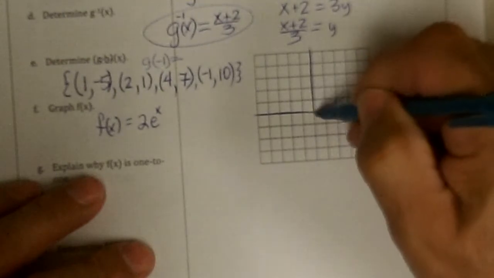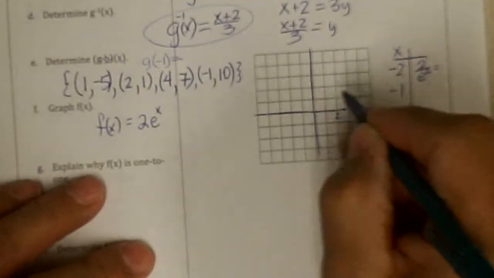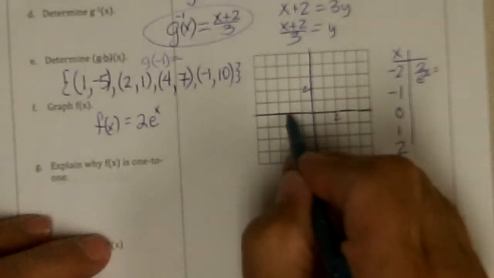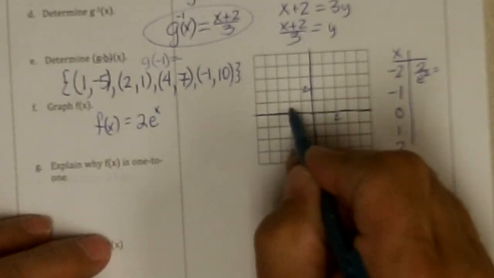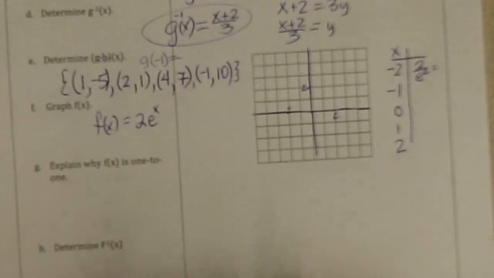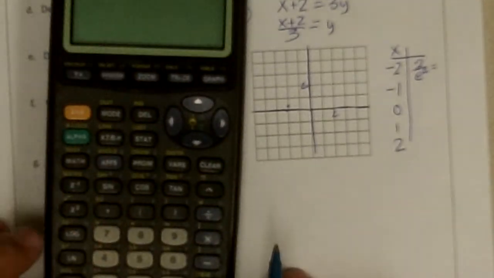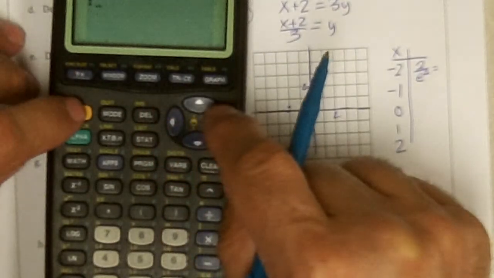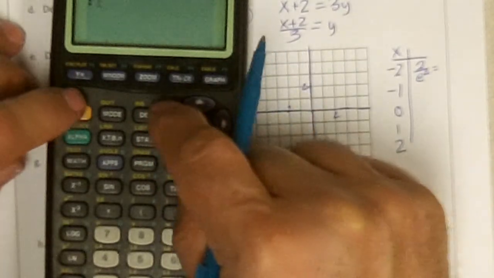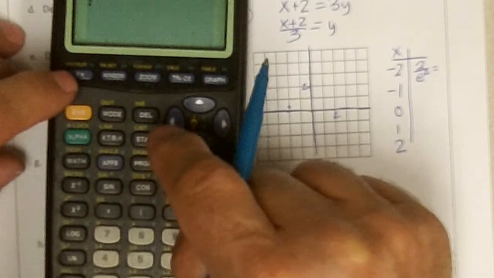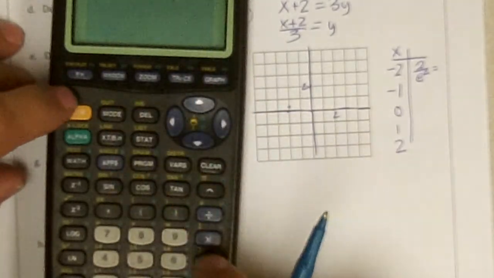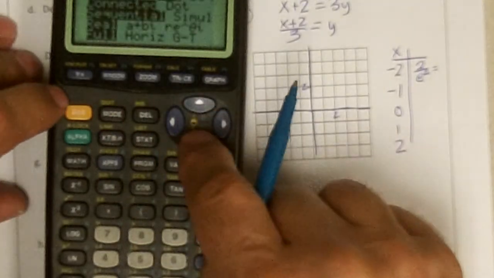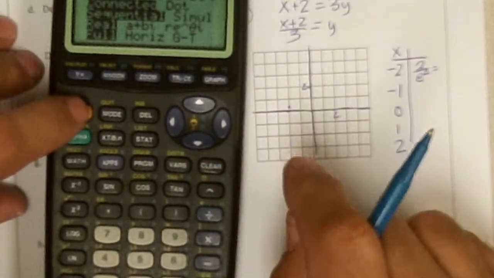So, if I make these 1, 2, 3, 4, 1, 2, 3, 4, I've got to go to minus 2, and I get about 1/6-ish. Let's find out what it really is. So I can quit. I'll just go to y equals, mode, it's showing something polar there.